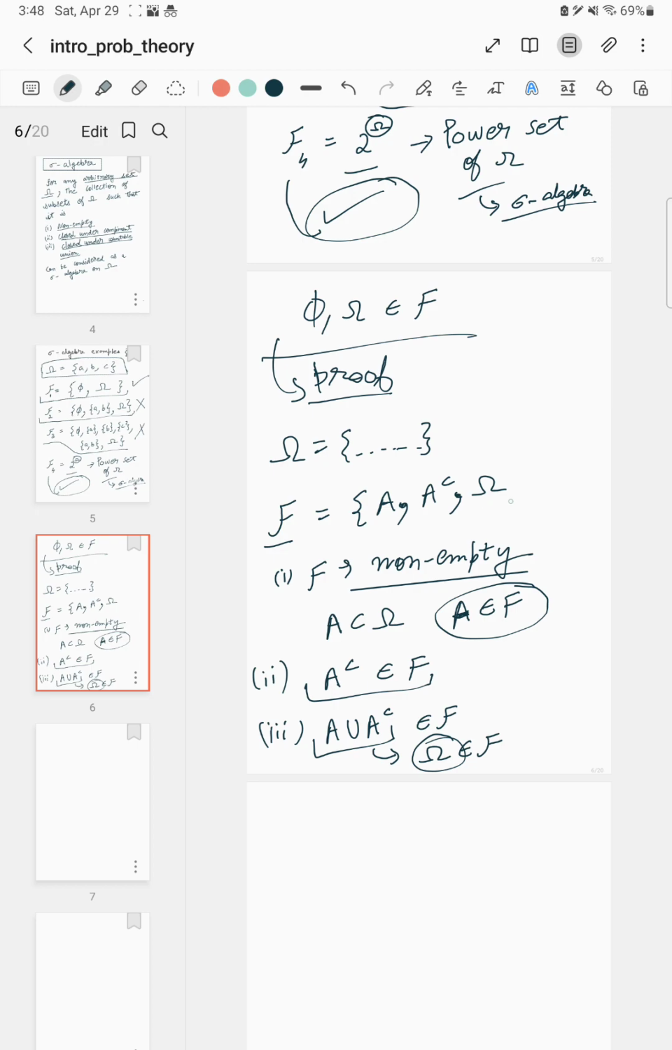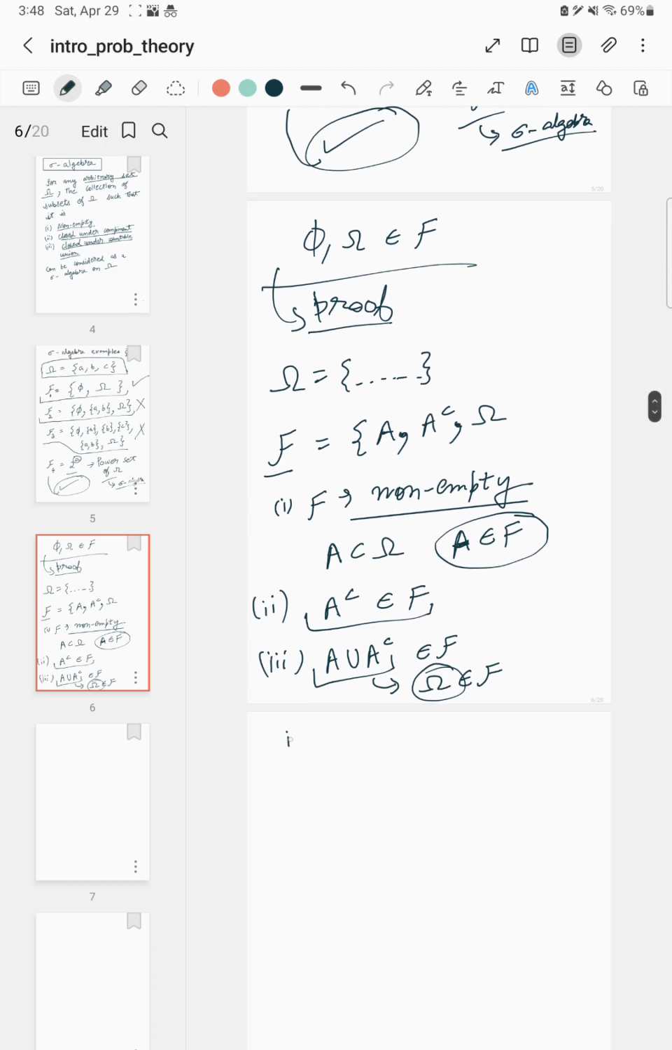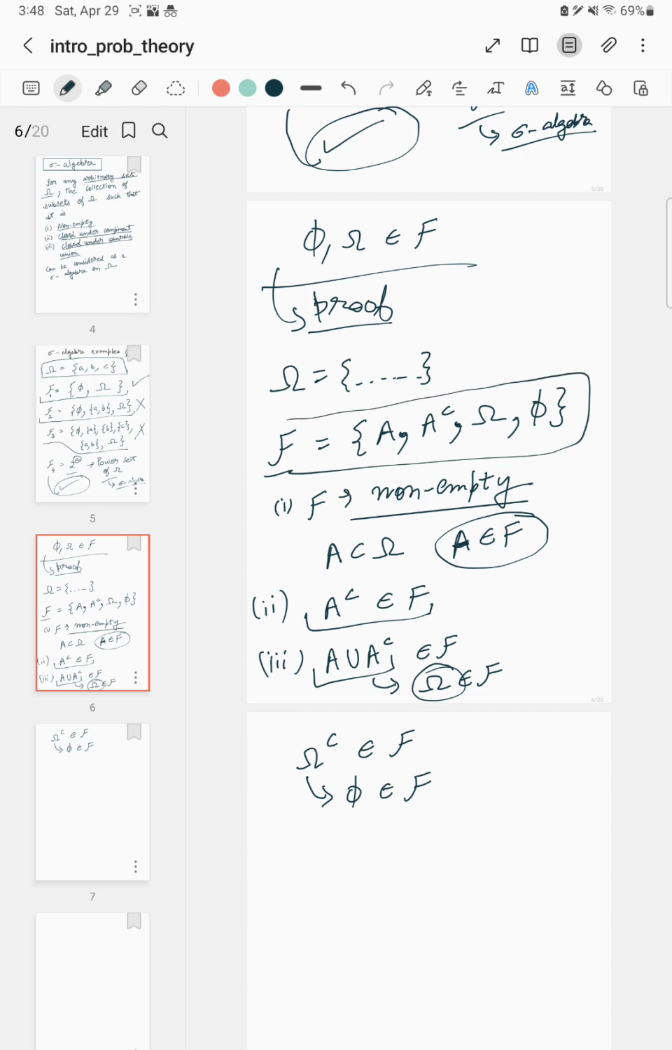Now since omega is present here, and we have to follow the second property of closure under complement, omega complement should also belong to F. So hence omega complement is nothing but phi, hence phi should also belong to F. So we can say that phi and omega should always belong to the sigma algebra F.